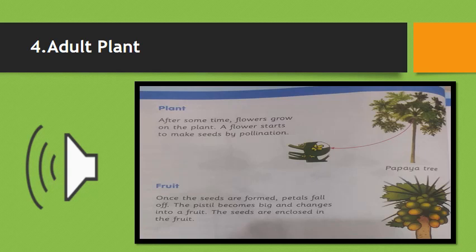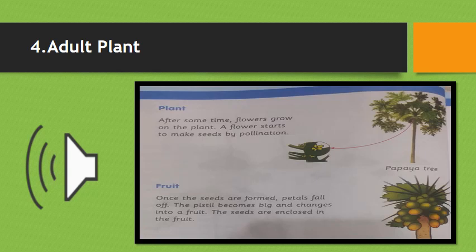As I have told you earlier, in the process of pollination, two parts of the flowers are involved. First is stamen and the second is pistil. What happens in the process of pollination is that the powder called pollen in the stamen falls onto the pistil. As a result, the seeds are formed. These seeds are formed and the petals start falling off. Petal is the part of the flower.